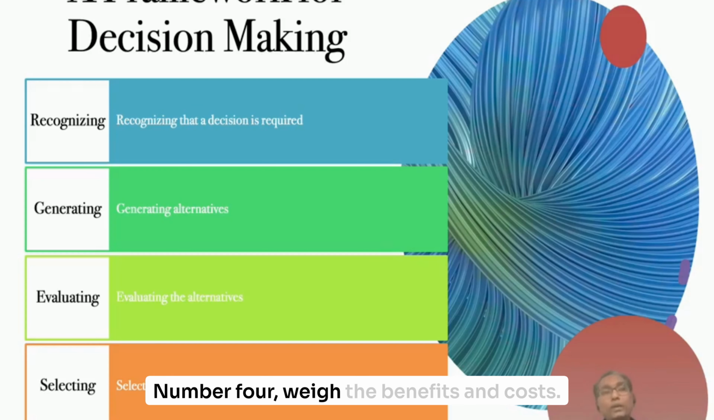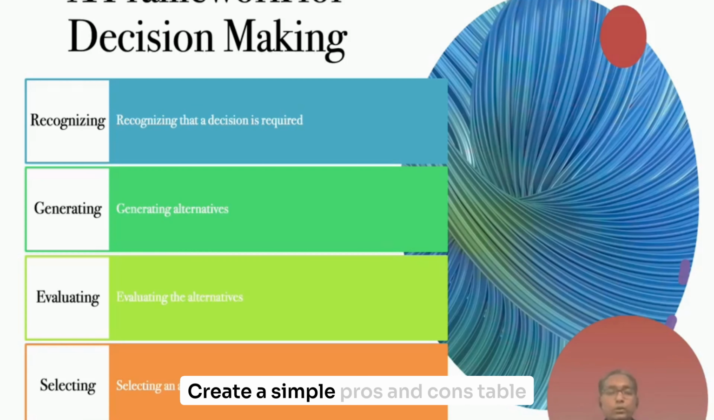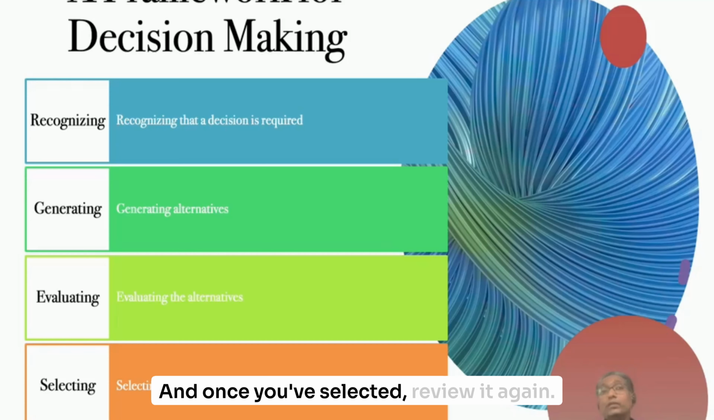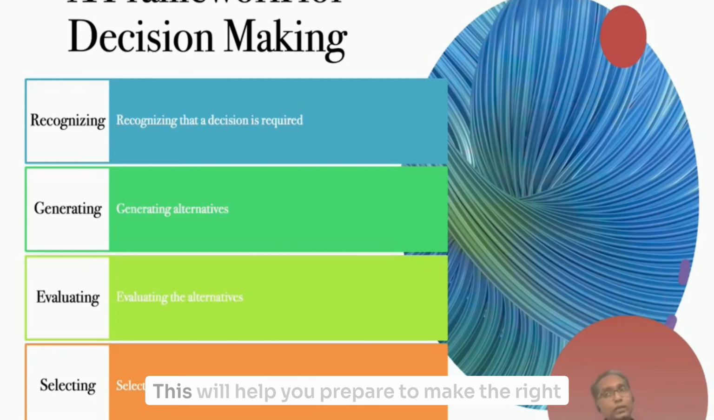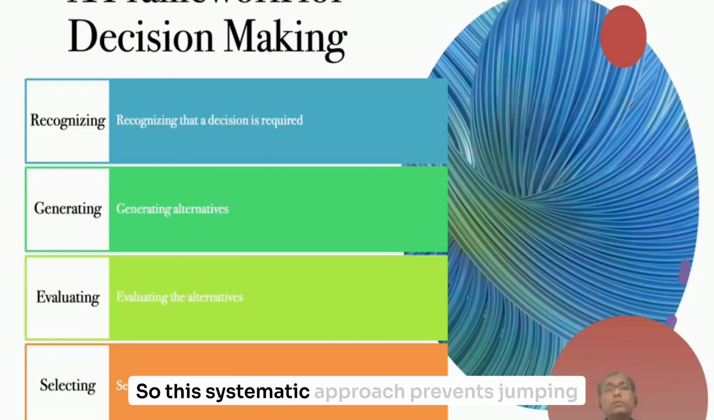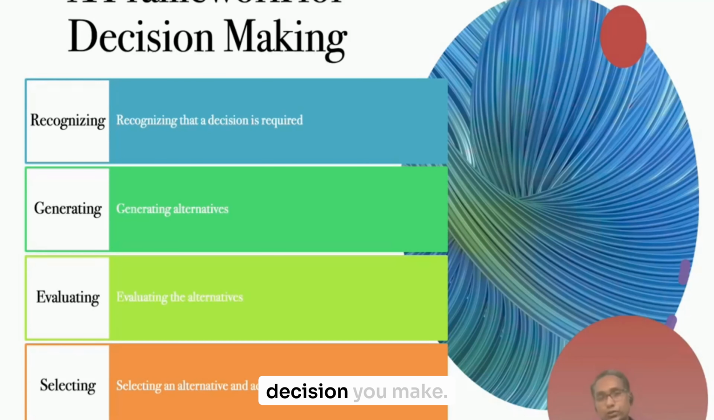Number 4, weigh the benefits and costs. Create a simple pros and cons table and assign scores 1 through 5. Then the fifth step is make the choice. Select the option that scores highest or feels right for you. And once you've selected, review it again. That's the sixth step, which is afterward reflect: what went well, what would you change. This will help you prepare to make the right decision the next time. So this systematic approach prevents jumping to conclusions and helps you learn from every decision you make.